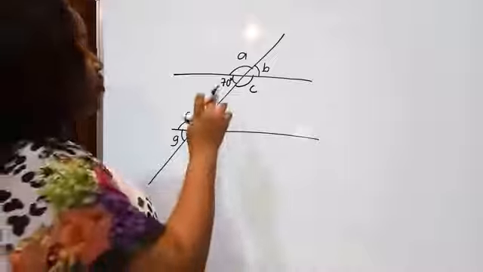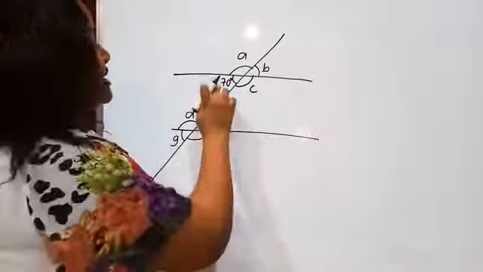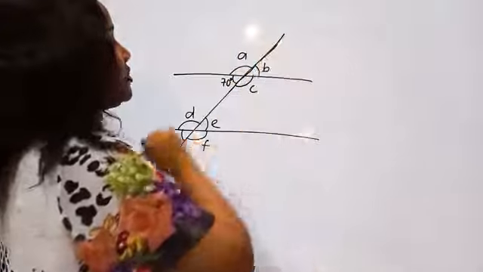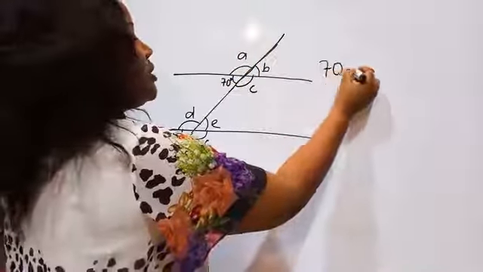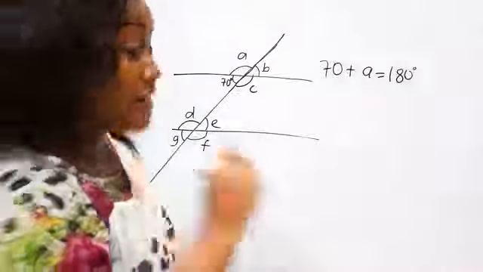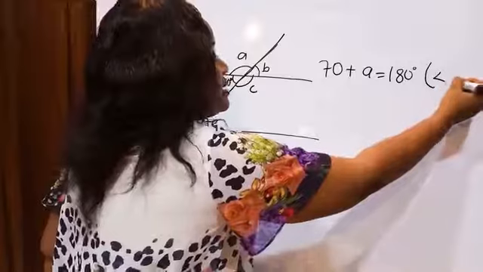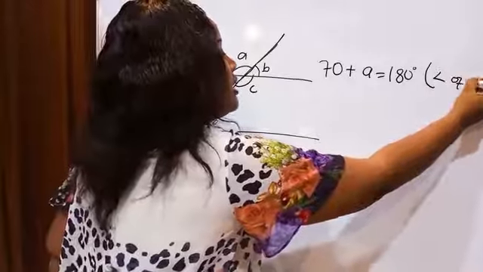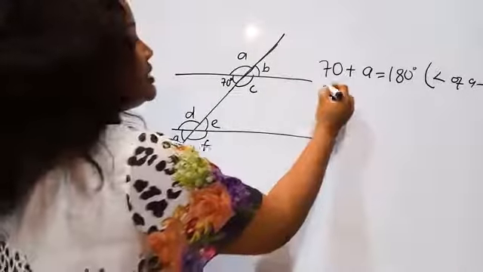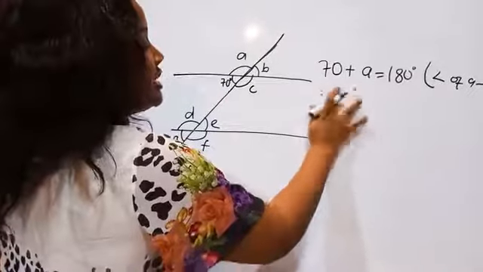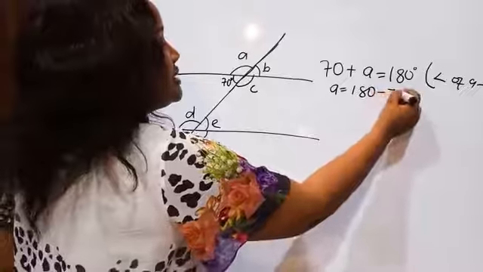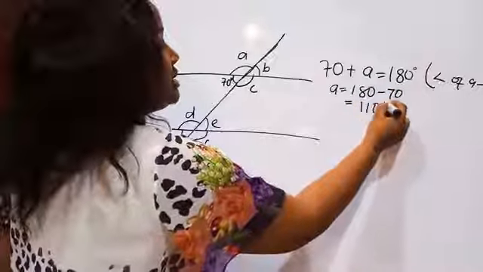Now, starting from here, we have 70 and A. This is a straight line. Let's try and find A. So you have 70 plus A equals 180 degrees. Reason being angle on a straight line. Don't forget to write it. Please don't mind my short form. Angle on a straight line. So we have 70 plus A. We are trying to find A now. So we have A equals 180 minus 70, and that gives us 110 degrees.